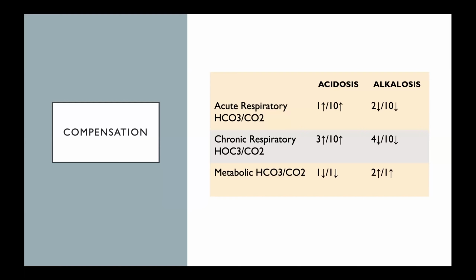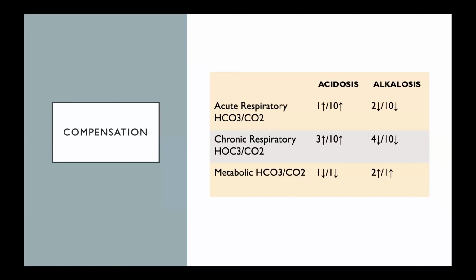In acute respiratory alkalosis, for every 10 carbon dioxide reduction, there will be 2 bicarbonate loss. In chronic respiratory problems, for every 10 carbon dioxide reduction, you get 4 bicarbonate loss. I believe everything is clear so far. Okay, we'll do some examples, then you will get to know.